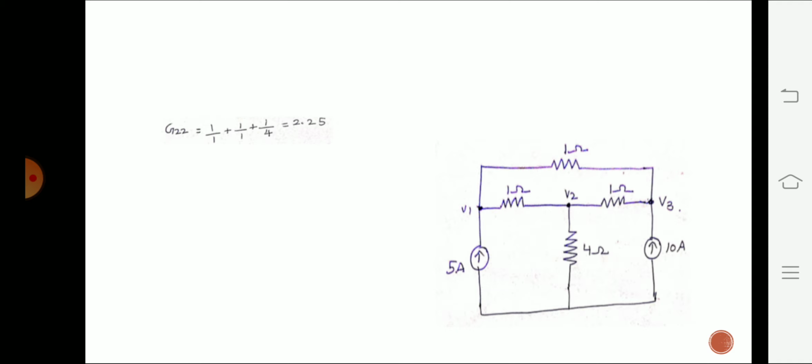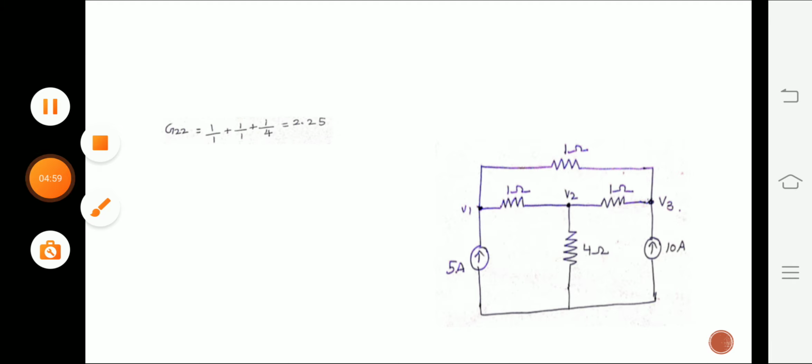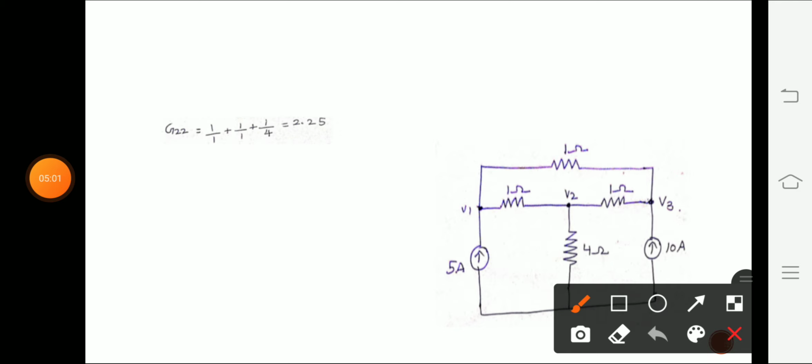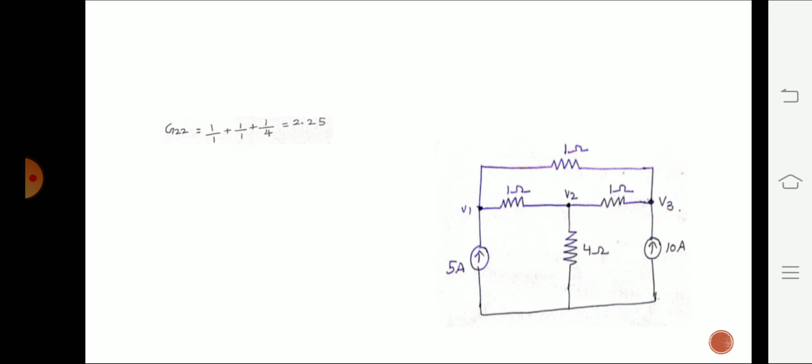Next we find the G22. G22 is nothing but the resistance connected to the node 2. Here 1 ohm, 1 ohm and 4 ohms are connected in the node 2. The answer is 2.25. And G23 and G32, the resistance connected between the 2 and 3, the resistance between 2 and 3 is 1 ohm.